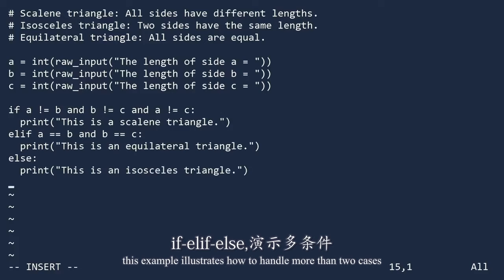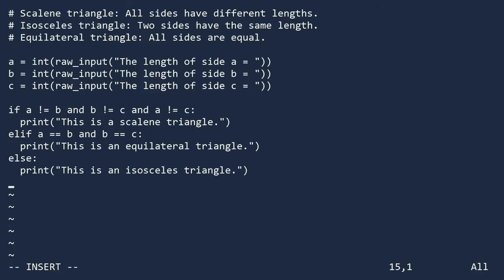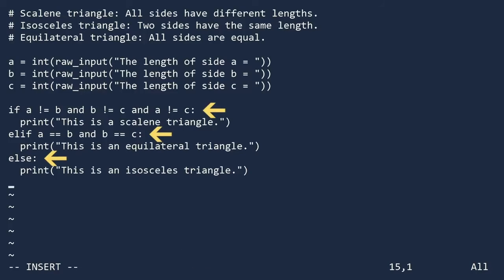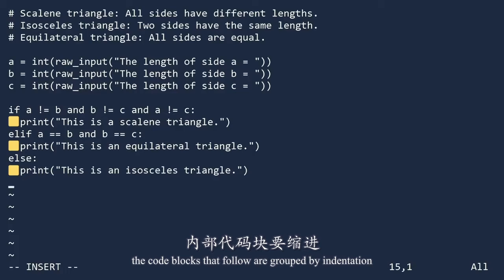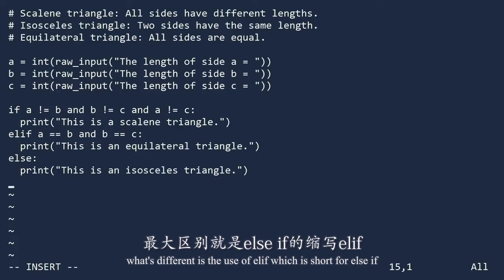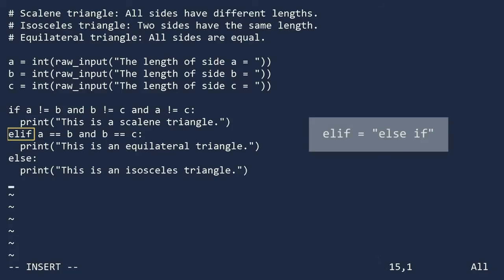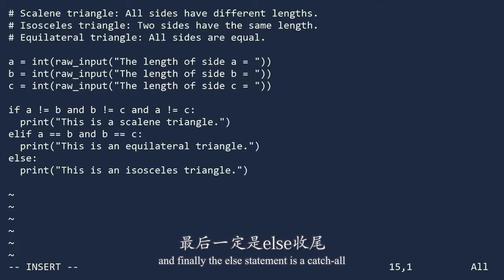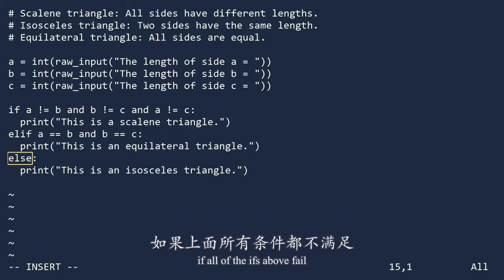This example illustrates how to handle more than two cases. Once again, if and else lines end in colons. The code blocks that follow are grouped by indentation. What's different is the use of elif, which is short for else if. This allows you to try another test. There is no limit on how many else ifs you can use. And finally, the else statement is a catch-all. If all of the ifs above fail, then this code is executed.